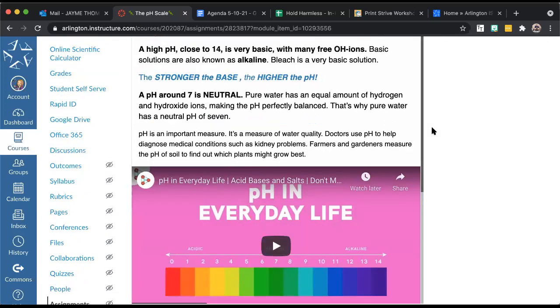So pH is actually a really, really important thing in chemistry because it's used a lot in everyday life. They measure water quality.